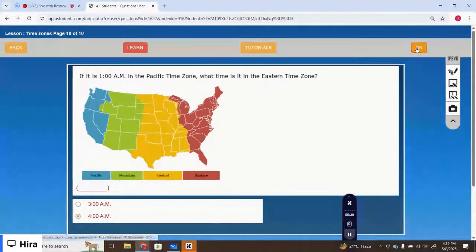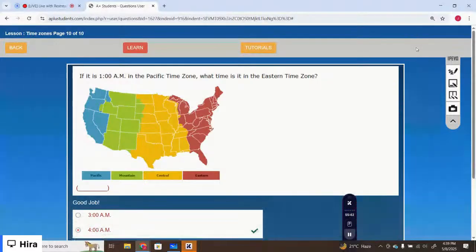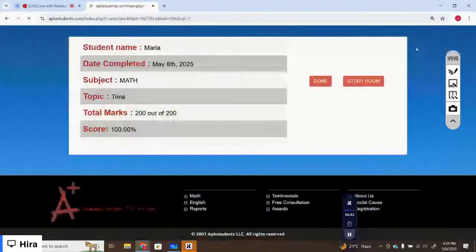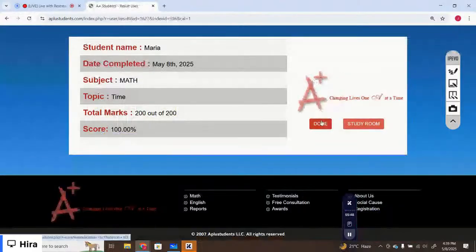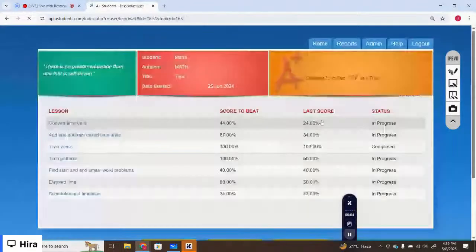We are done with the lesson. So we were working on grade 5 math. The chapter we were working on is time. The lessons we have covered today are convert time units, add and subtract time units, time zones, and time patterns.